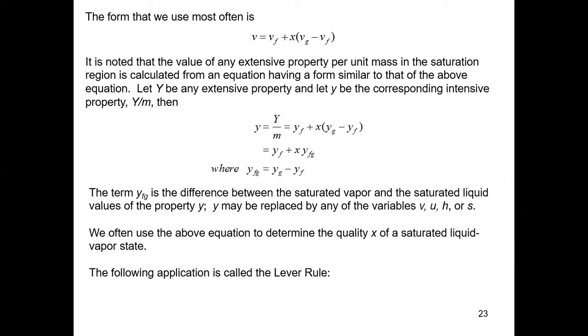Note the value of any extensive property per unit mass in the saturation region is calculated from an equation having a form similar to that of the above equation. Let capital Y be an extensive property and let small y be the corresponding intensive property, capital Y over m. Then small y, which is capital Y over m, is equal to yf plus x times yg minus yf, which is the same as yf plus x times yfg.